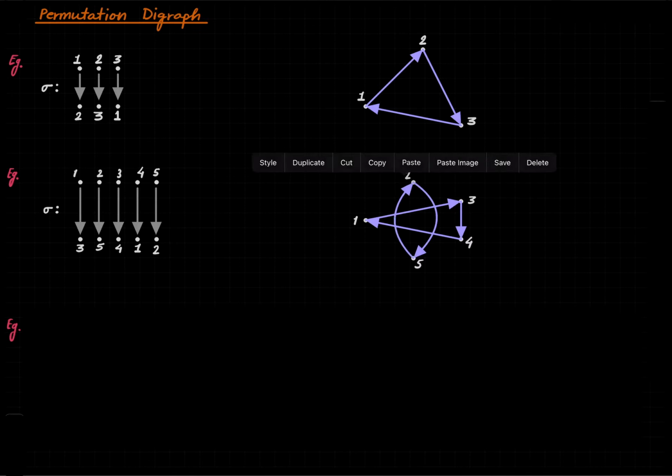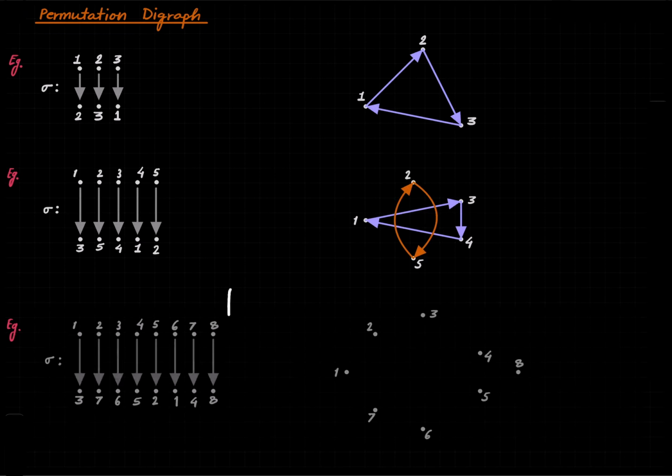Maybe I'll use a different color. Okay, great. One more example. This time we have the set of first 8 integers, or first 8 natural numbers, and sigma is a permutation of that. Let's draw it out.